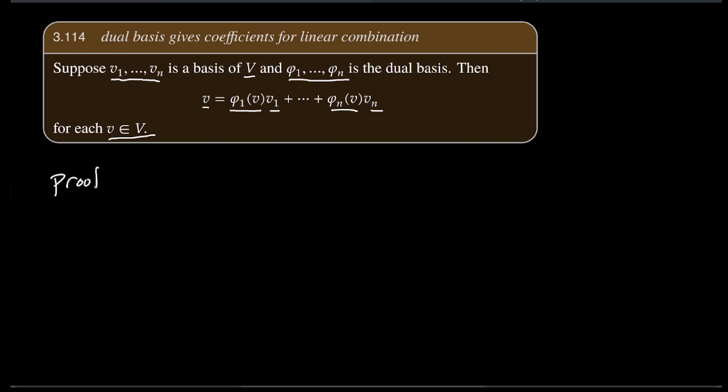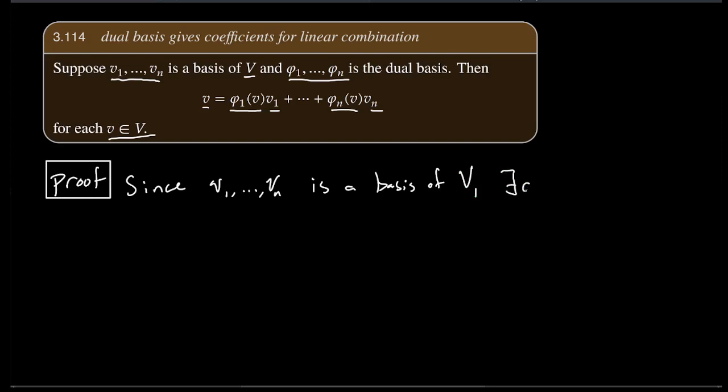Proof. Let's do it. Since v1 through vn is a basis of V, there exist a1 through an in the field such that v is equal to a1 v1 plus dot dot dot all the way down to an vn. That is, you can write v as a linear combination of v1 through vn. It's a basis after all.